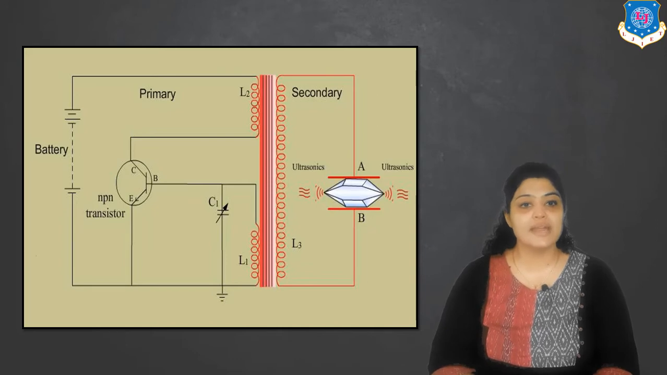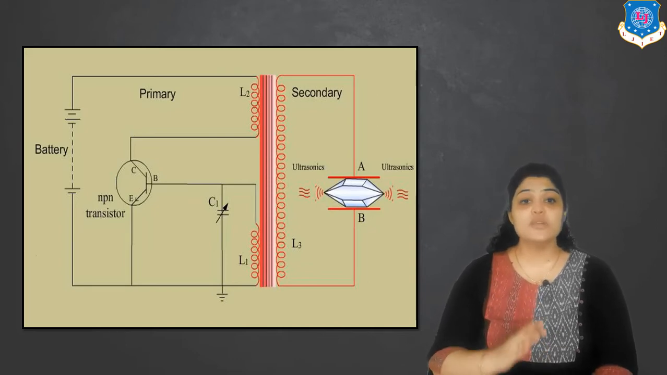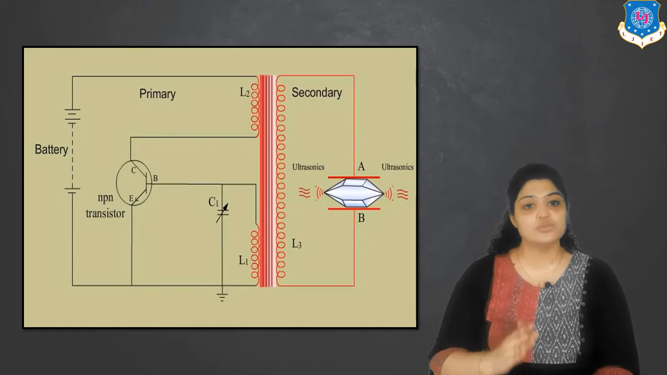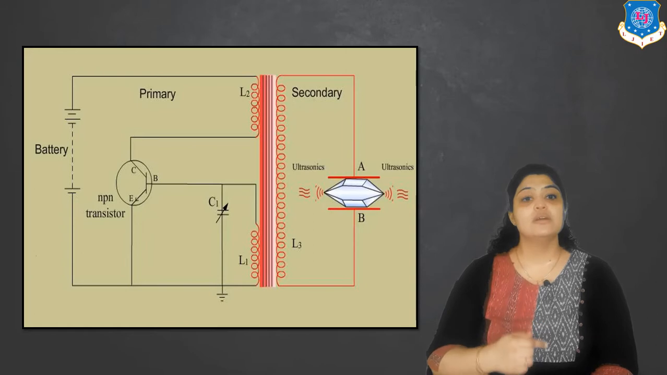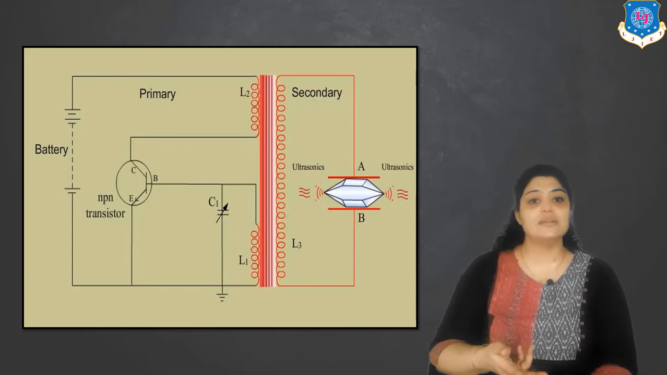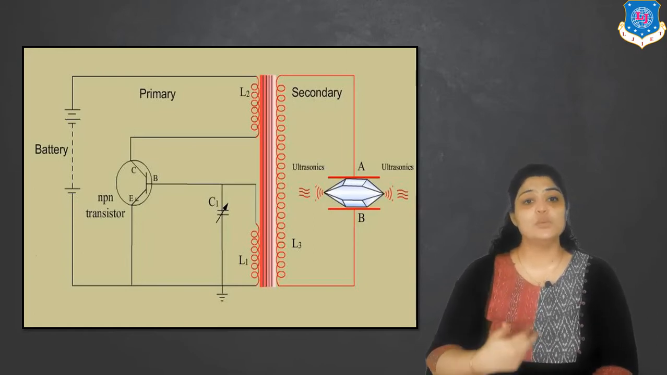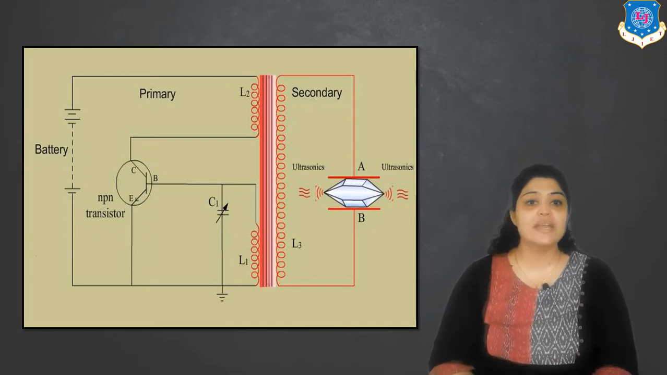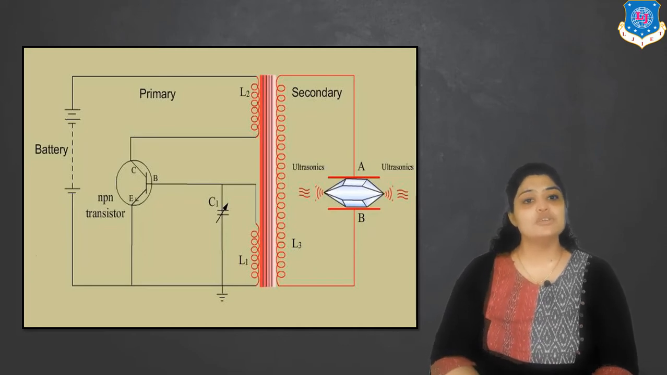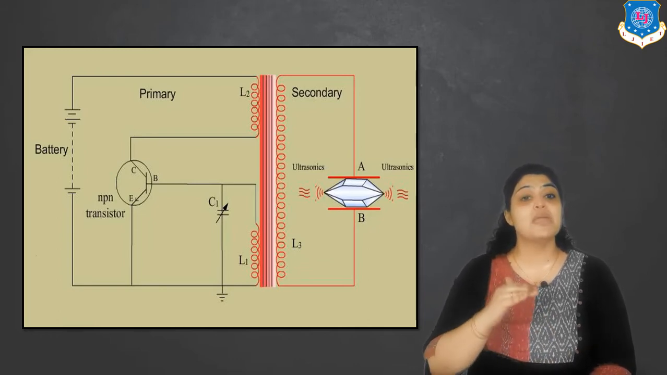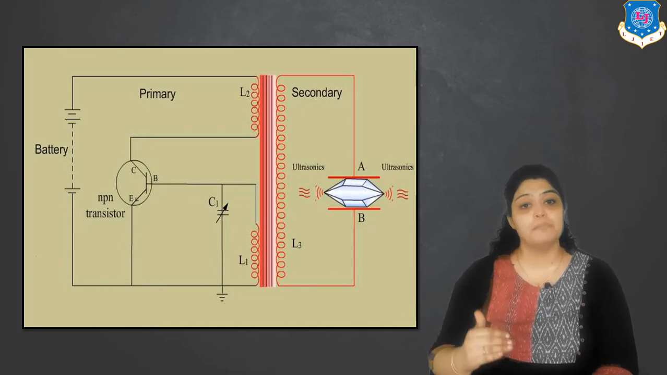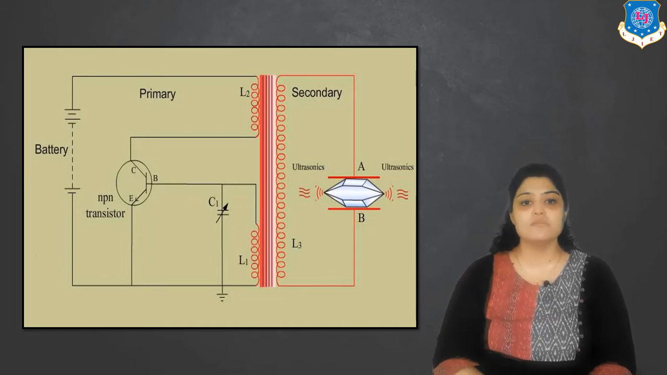I repeat once again: you switch on the battery, the current starts flowing through L2 and magnetizes the coil L2. You can see that the coils L2 and L1 are also mutually induced. So if L2 is getting magnetized, L1 is also getting magnetized. Due to the magnetization of L1, the upper plate of the capacitor becomes positive and the capacitor starts charging. The upper plate of the primary is becoming positive, which means the same portion, metal plate A on the secondary, also becomes positive.